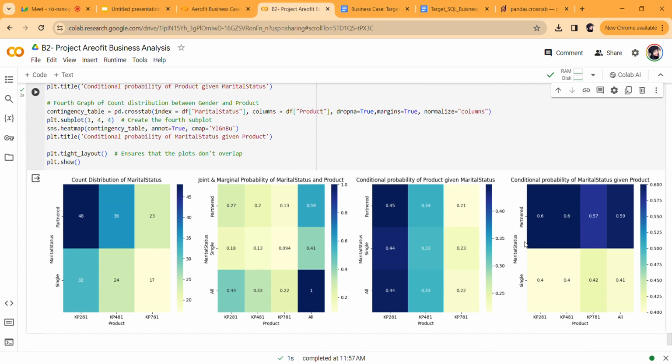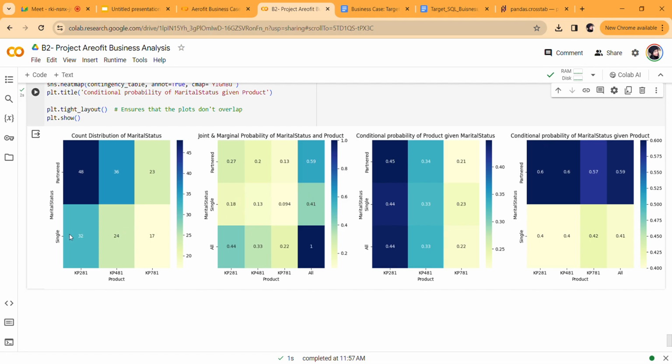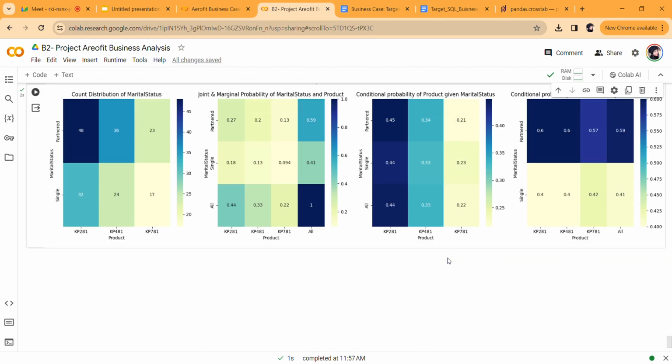This is what you are going to see on the basis of marital status and product distribution. If a person is single or partnered, what is the probability? Here you can see that if a product is already given, there is a high probability that they are married, so every single thing is dark here. And whether a person is partnered or single, either way there is a high probability that they will purchase the KP281. This is the importance of conditional probability. Understood, everyone? This is how I am completing this project.